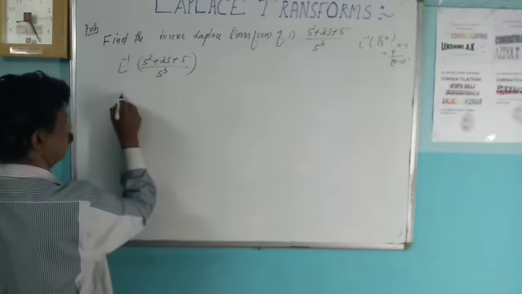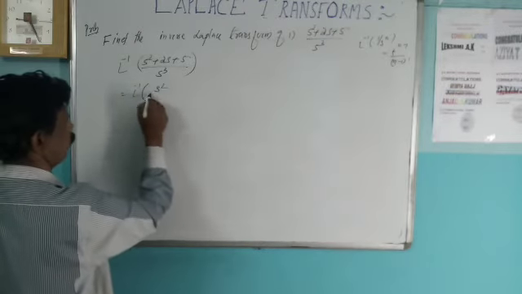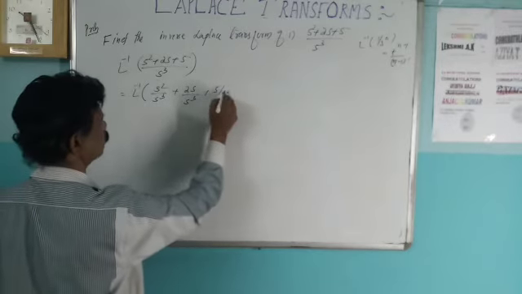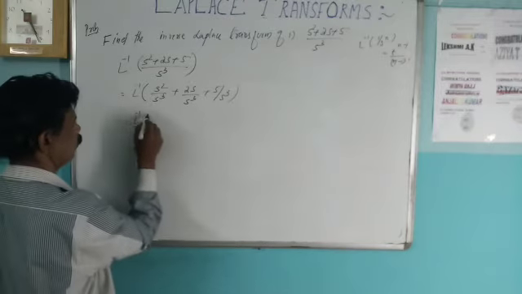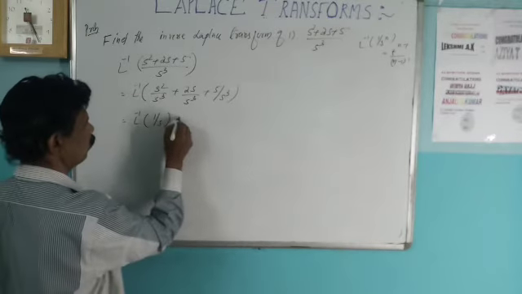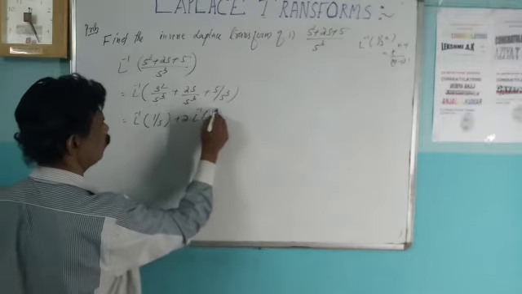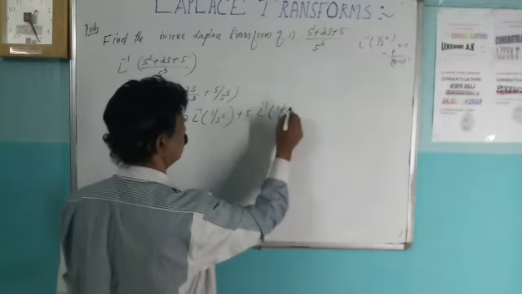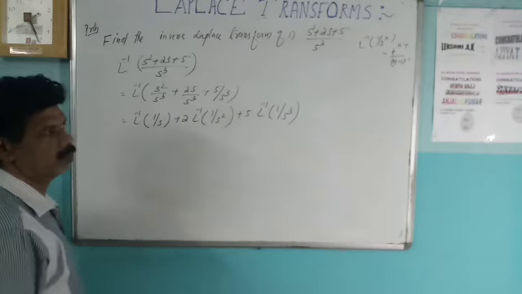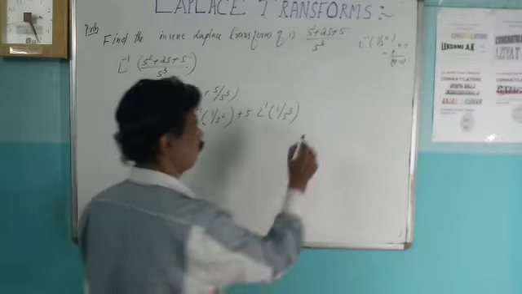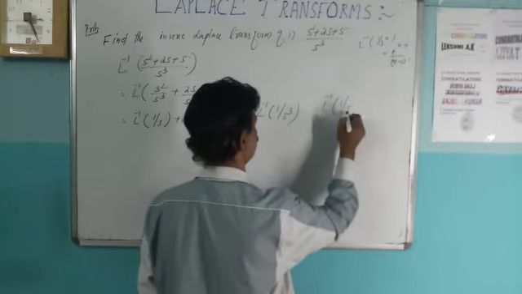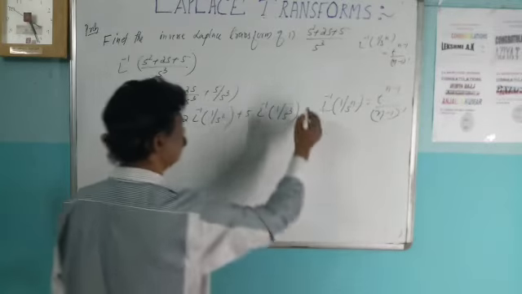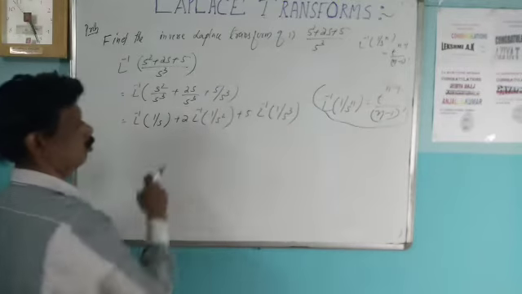Okay. That means we can write Laplace inverse of s square by s cube, 2s by s cube and 5 divided by s cube. That is Laplace inverse of 1 by s plus 2 times Laplace inverse of 1 by s square plus 5 times Laplace inverse of 1 by s cube. See, Laplace inverse of 1 by s raised to n is equal to t raised to n minus 1 by n minus 1 factorial. By using this formula, we can do these problems.